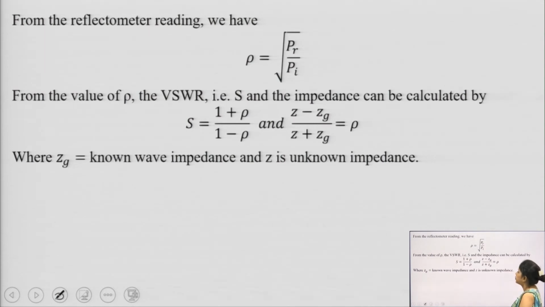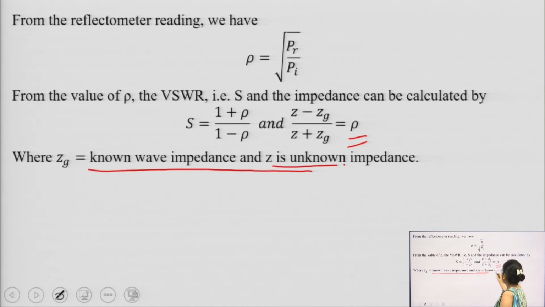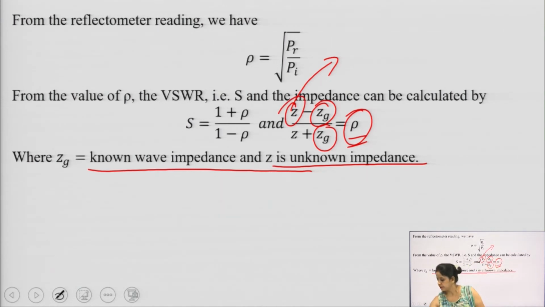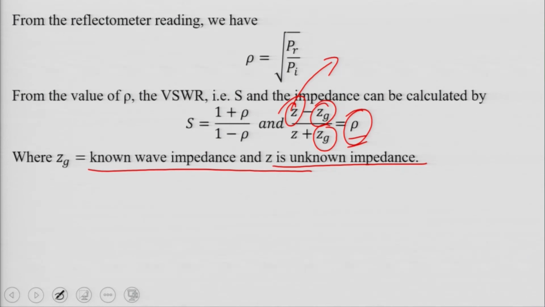We know that S is equal to 1 plus rho upon 1 minus rho, and rho is also equal to (Z minus Z0) upon (Z plus Z0), where Z0 is the known wave impedance and Z is the unknown. We get the value of rho from the reflectometer, and Z0 is known, so we can easily find the value of Z, our unknown impedance. So by these three methods we are able to calculate the impedance.